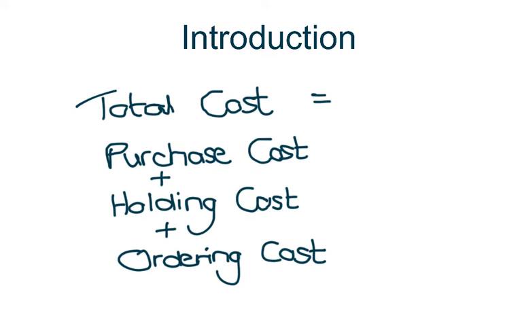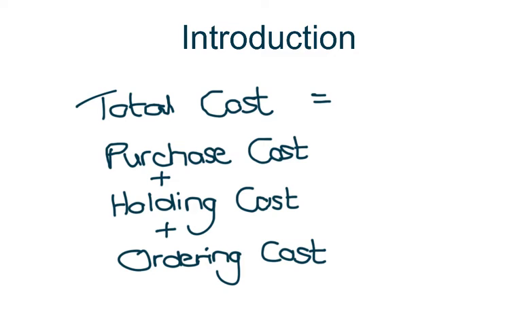Now remember, your total cost of an item is not only the purchase price. Some people would say it's only the purchase price, but remember, you are purchasing something. Now you must hold that item in the store up to the stage when you are going to sell this item. And also to order this item will cost you something. These will not come for free or at no cost. So your total cost is then your purchase cost plus your holding cost plus your ordering cost.